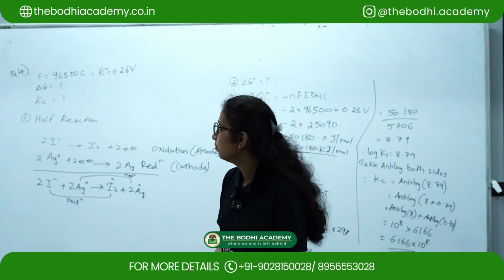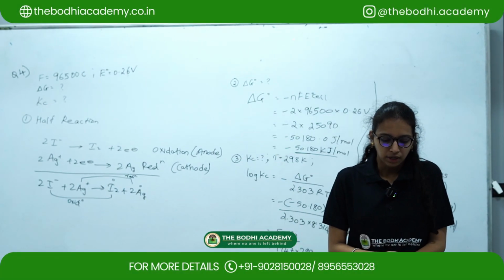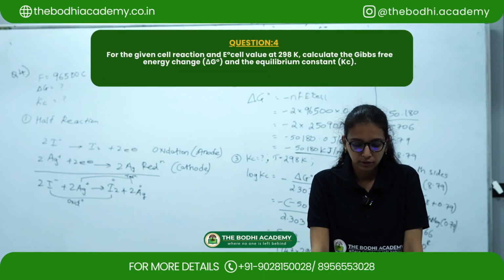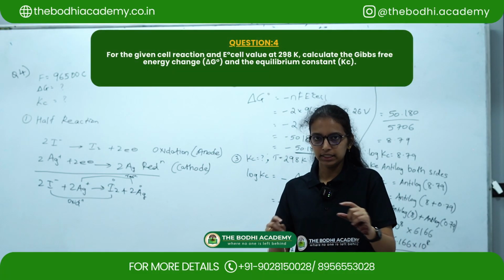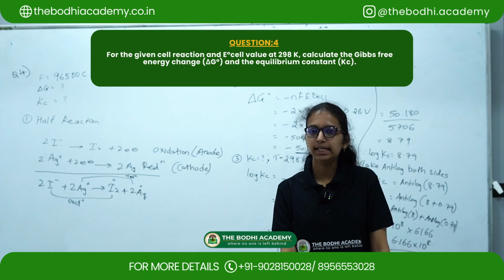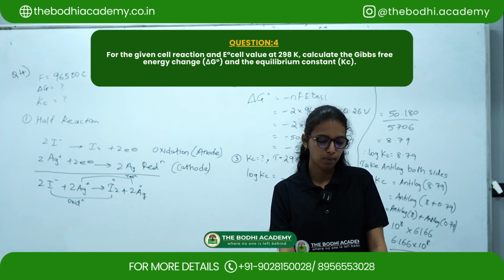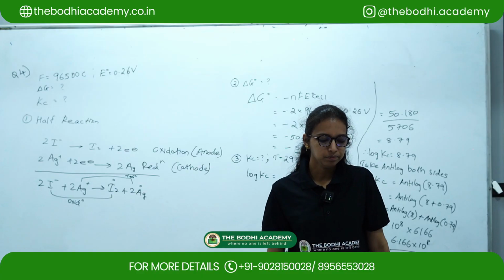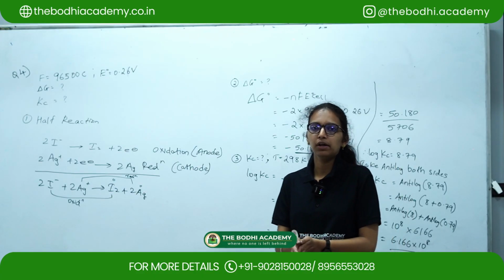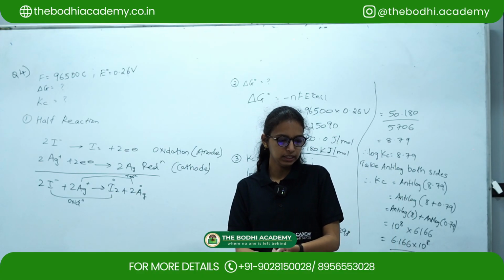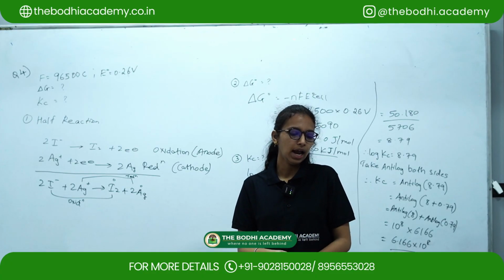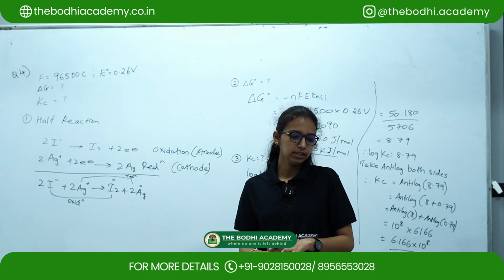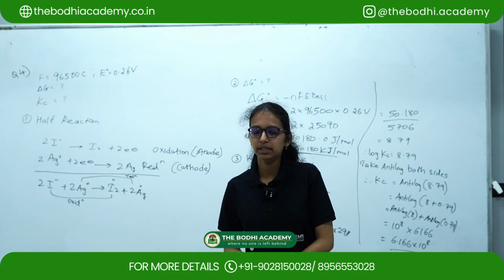Let's move to the next question. What is the question? The reaction occurring in the cell is given. The E naught cell value is given, which is 0.26 volt at temperature 298 Kelvin. They told us to calculate the Gibbs free energy, that is delta G naught, and the equilibrium constant Kc of the given cell reaction.